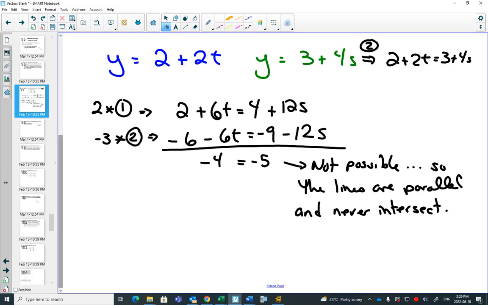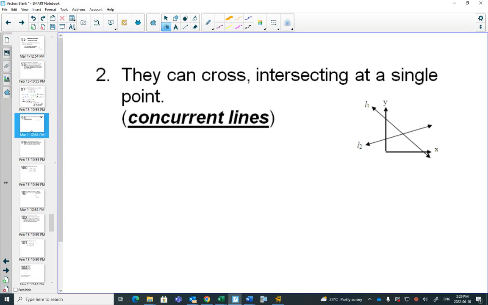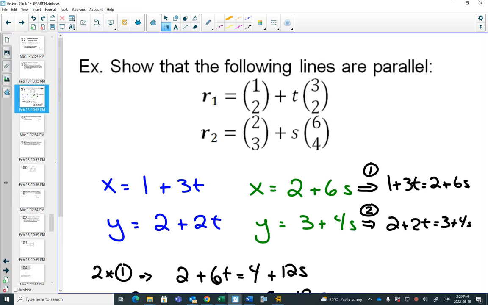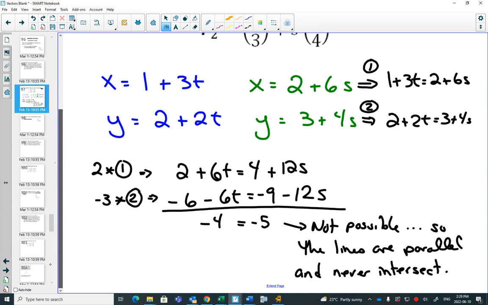Now, when you were doing grade 10 math, you would have 2 lines. If you changed them both to y equals mx plus b, and they had the same slope but a different y-intercept, that's how you could tell that they never intersected in grade 10 math. Okay? Never intersect. Are you good? No? Okay.